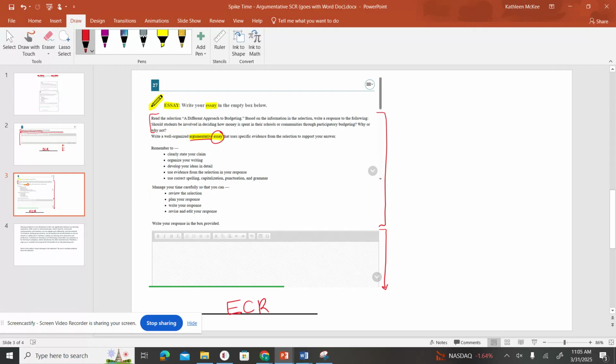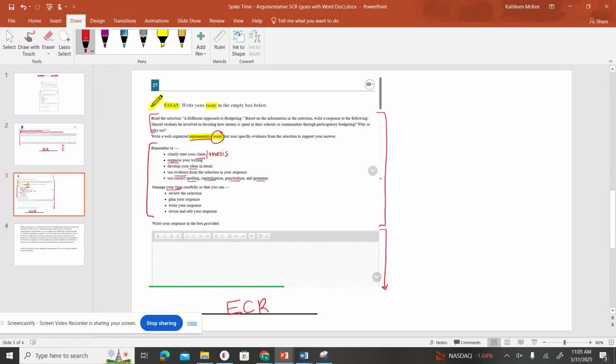Some other things that you're going to notice that we show our kids are this right here, these dots. These are just reminders for all of the things that your teacher has already taught you about writing a claim, or it could say a thesis. If you see those words, it's an ECR. It's going to tell you to organize, develop your ideas, use text evidence, and then just grammatical things such as spelling, capitalization, punctuation, grammar, okay? And then here is just telling you how to manage your time so that you can get it all done in time. But that's an extended constructed response.